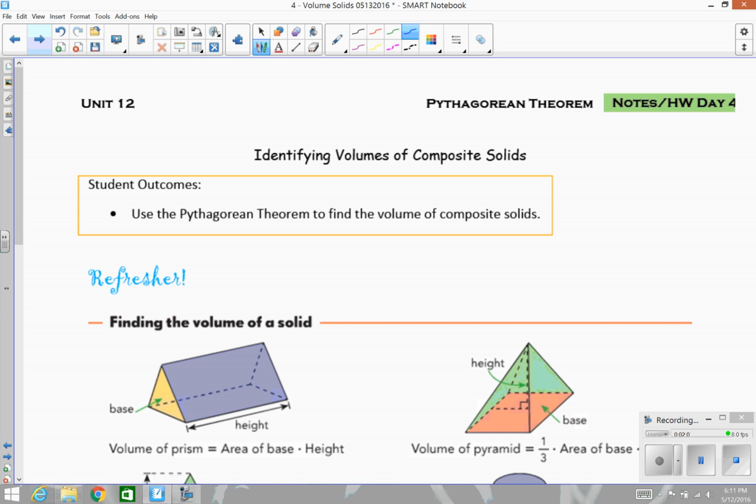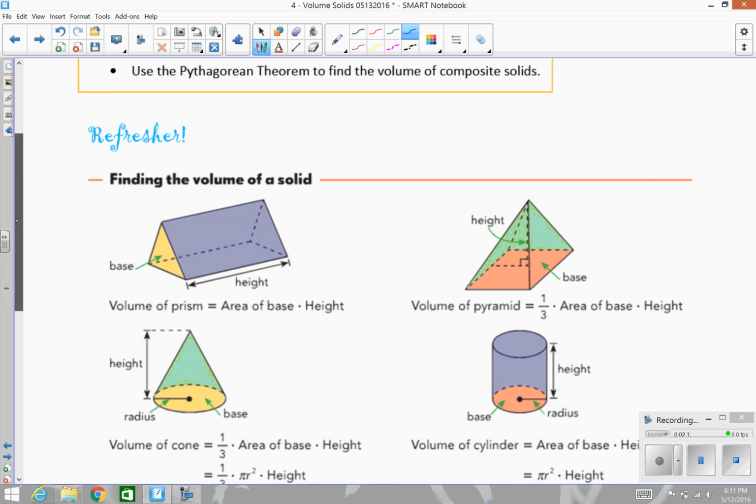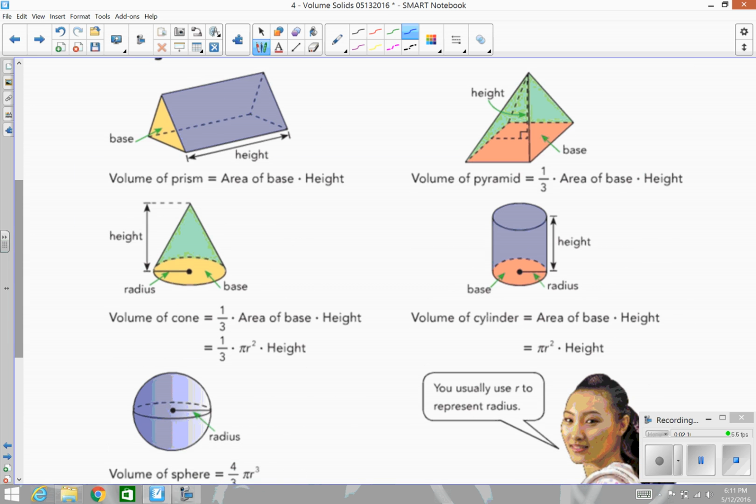like I said, putting Pythagorean theorem together with volume of solids. Okay, so real quick, a refresher. I don't know how familiar you are with these formulas, but let's go through them real quick. Okay, any type of prism, in order to find the volume, we want to do area of the base times the height. So in this particular case, the base is a triangle. We call this a triangular prism. So we would find the area of that triangle times the height of the prism. On the warm-up, we saw a square prism, so we would find the area of the square multiplied by the height of the prism.